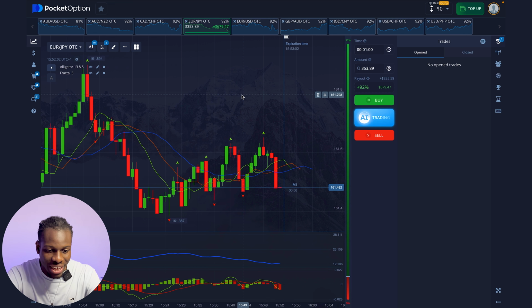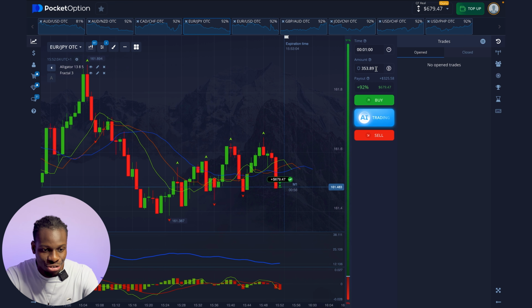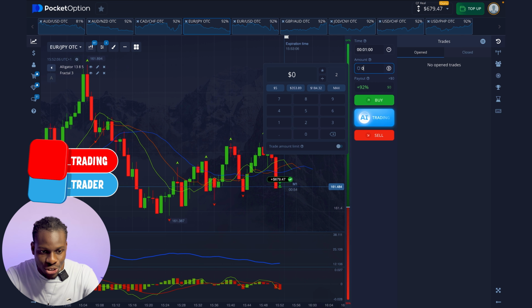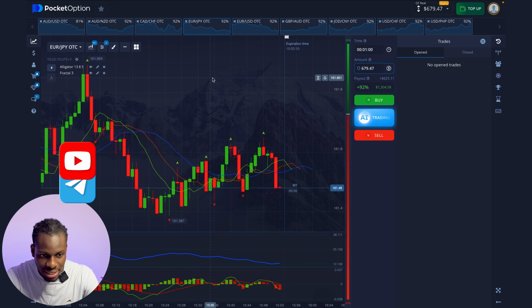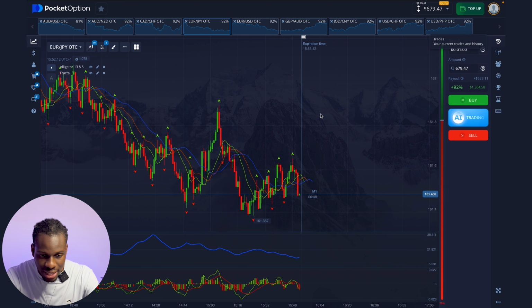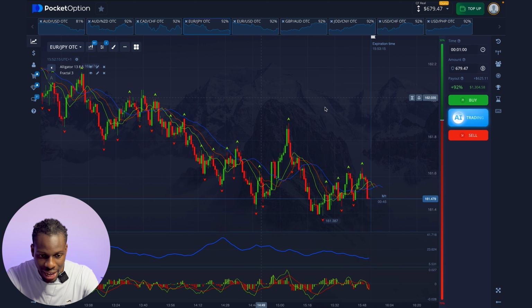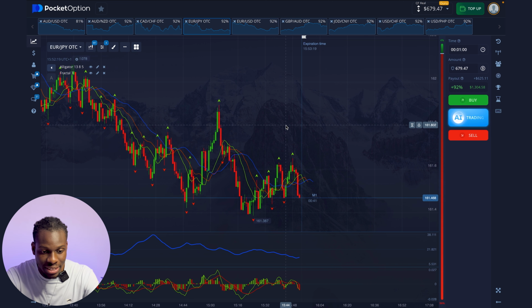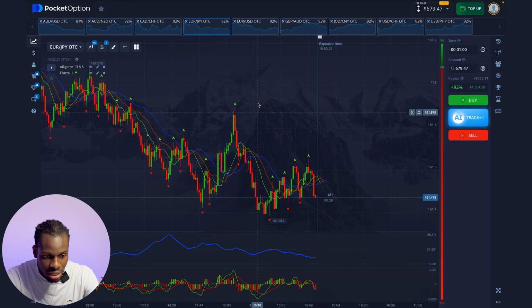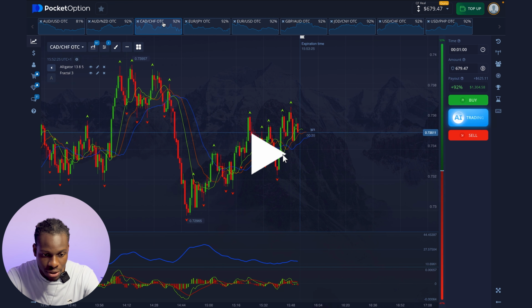Perfect, guys. Another trade in green. Just amazing. So let's take another trade for the maximum balance, and let's look for another asset, guys. Today's session is going amazing. I really do hope you're able to grasp the idea behind how these indicators work together.